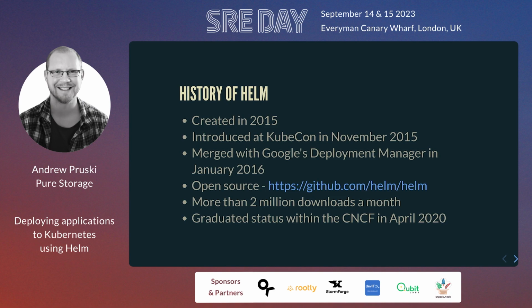Tiller had some issues, mainly around security in the Kubernetes cluster. It could do a little bit more than people wanted it to do. So when version 3 came out in 2019, they blew Tiller away completely, and now Helm is a client-side application only. It's open source. It's written in Go. It's on GitHub. You can go check it out. More than 2 million downloads a month, and it has graduated status of the Cloud Native Computing Foundation as of April 2020. So it's been around a while. It's used quite a lot. Graduated status. So it's recognized.